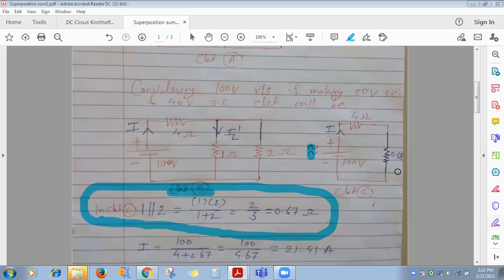So see, 0.67 is the resultant, and that will be in series with the 4 ohm. And here 100 volt is the voltage. All of you got its equivalent circuit.